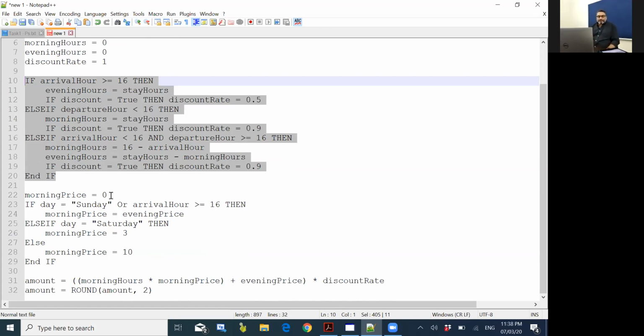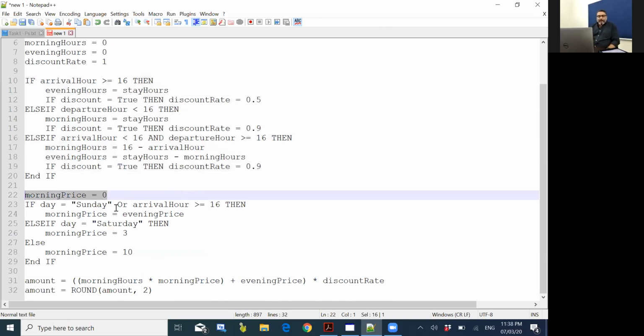Afterwards, now we are calculating morning price, as we have evening price, and evening price is a constant. It is fixed at 2. Morning hours we have to now calculate.